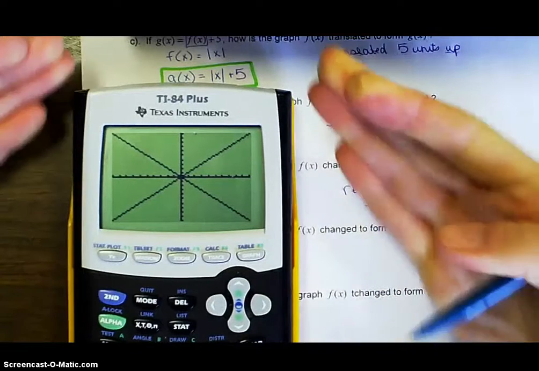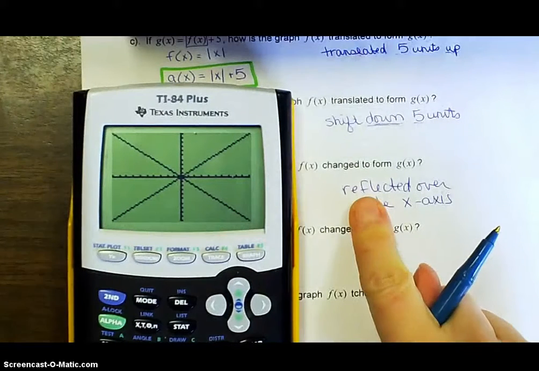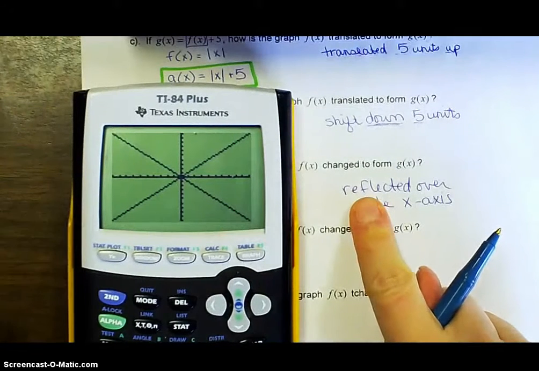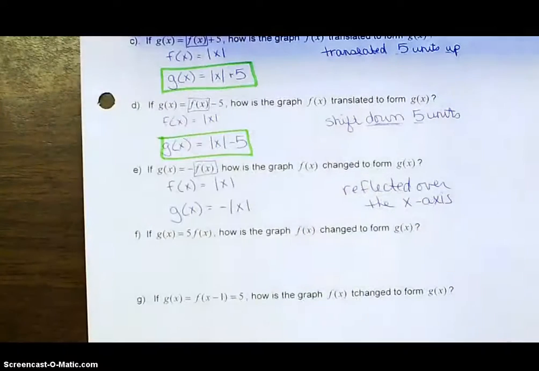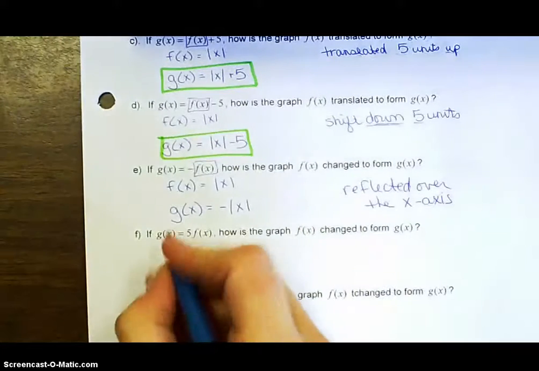A lot of us like to say it flipped. So you could say it flipped, but the mathematical word is reflected, and you always want to say how it reflected. It reflected over the x-axis. Now let's take a look at our next one.